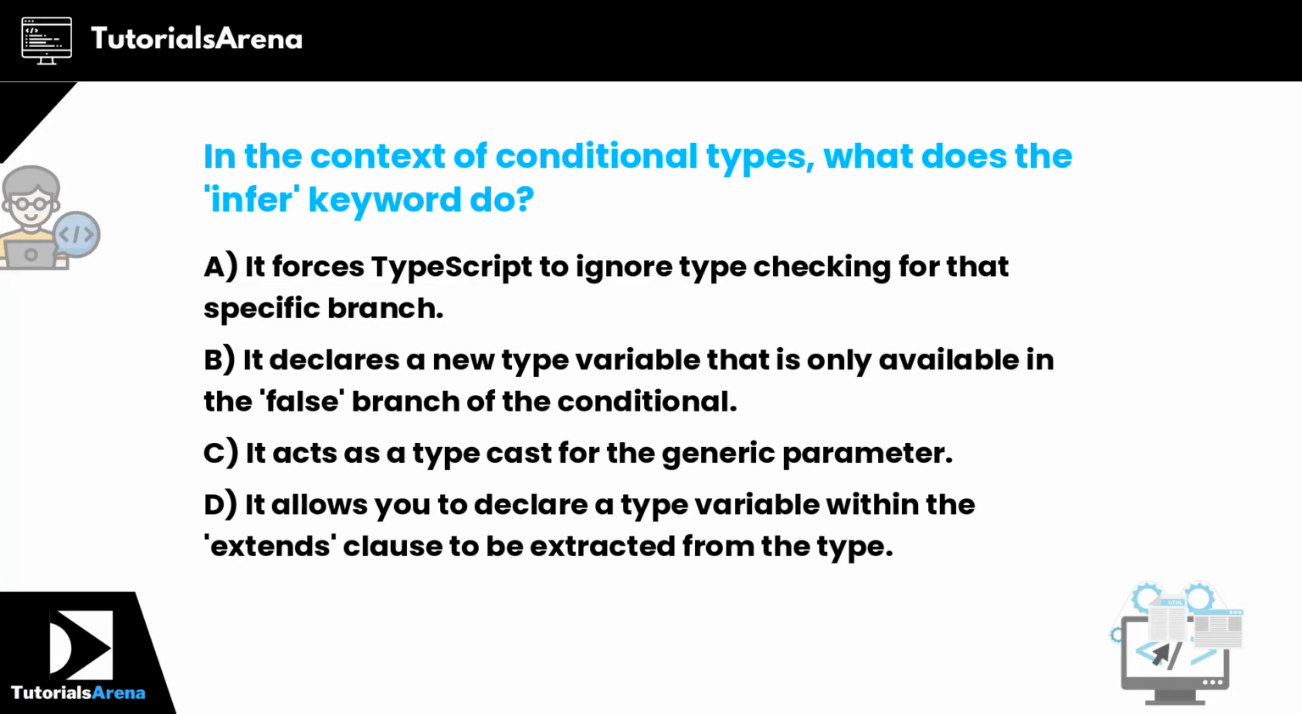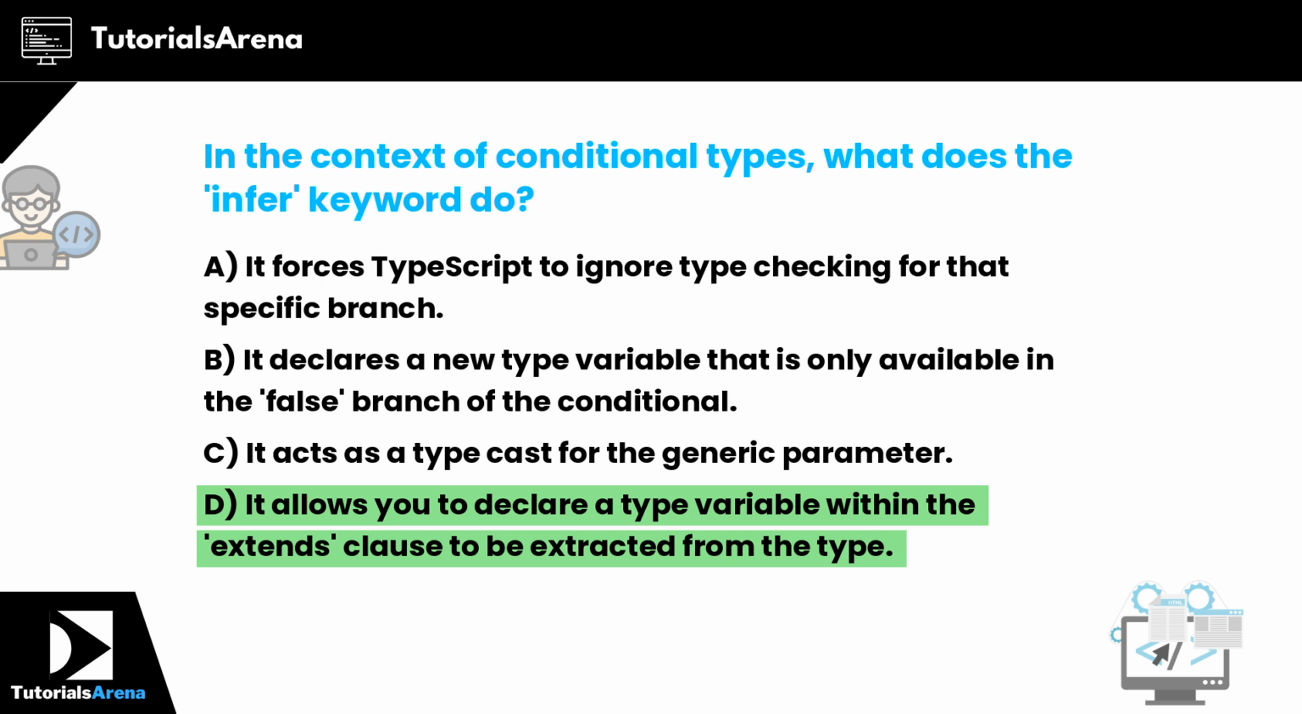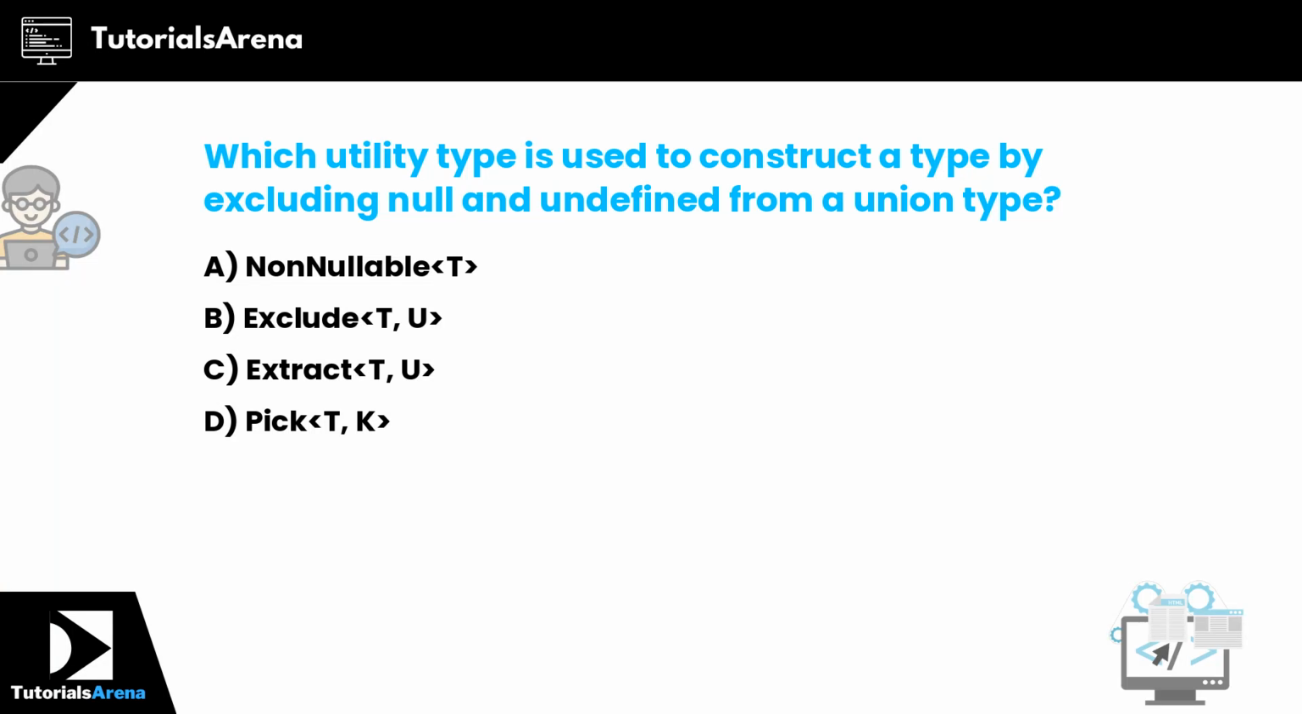In the context of conditional types, what does the infer keyword do? The correct answer is option D. It allows you to declare a type variable within the extends clause to be extracted from the type. Which utility type is used to construct a type by excluding null and undefined from a union type? The correct answer is option A, NonNullable<T>.